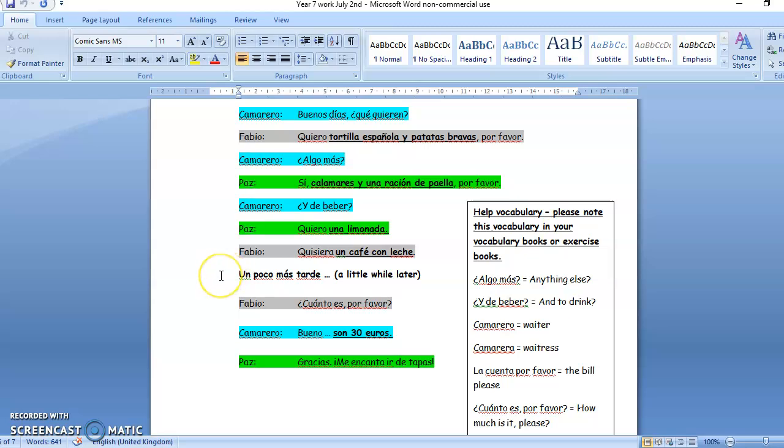So, un poco más tarde, a little bit later in our conversation, whilst eating food, okay, we've had it, and then we ask for this. Really important question, especially moving forward into year 8 and doing GCSEs, and even when you go to Spain as well, it's cuánto es, por favor, how much is it please? Or you could actually say, as you can see here, la cuenta por favor, the bill please.